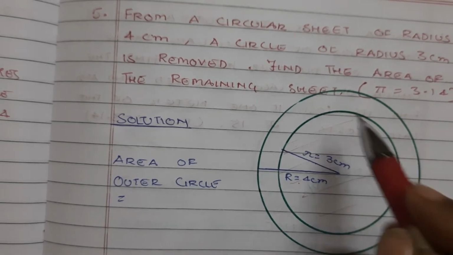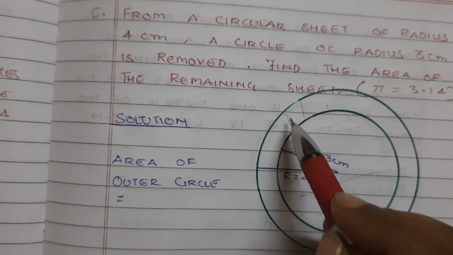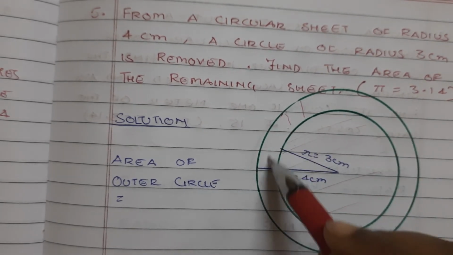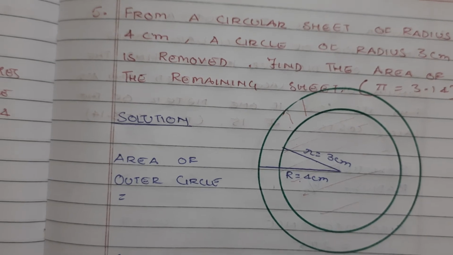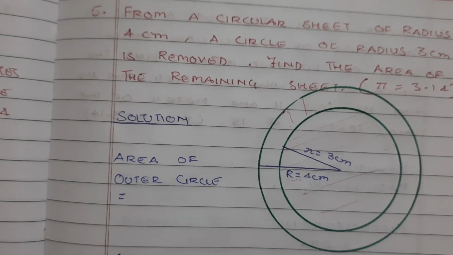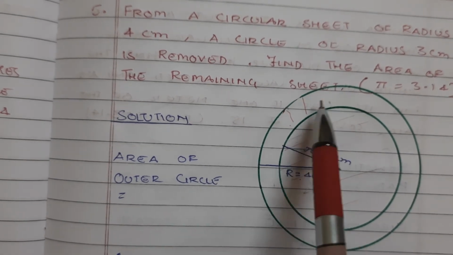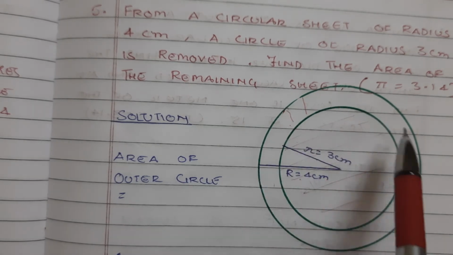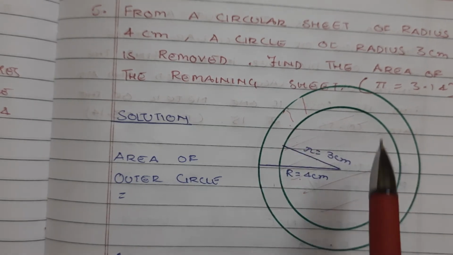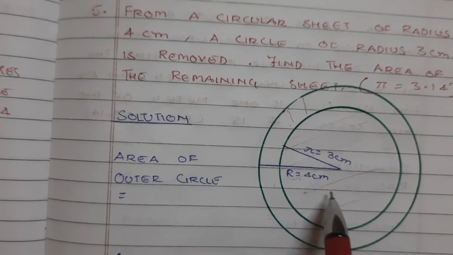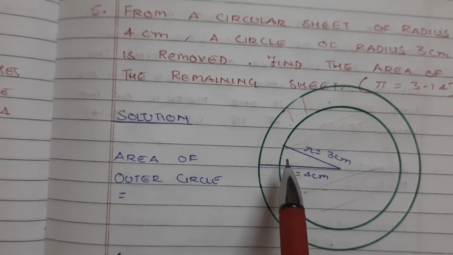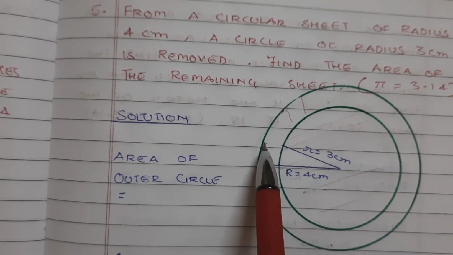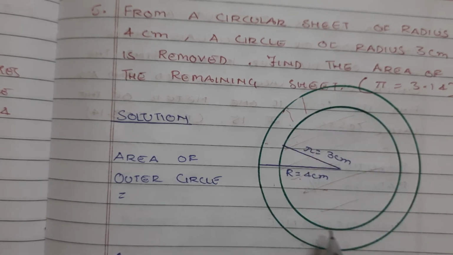So what will be left out? This portion will be left out. This whole ring will be left out. So how we will calculate? We will find the area of bigger circle, that is the outer circle, and the area of inner circle, and we will subtract. So this way we will be getting the area of the remaining portion.